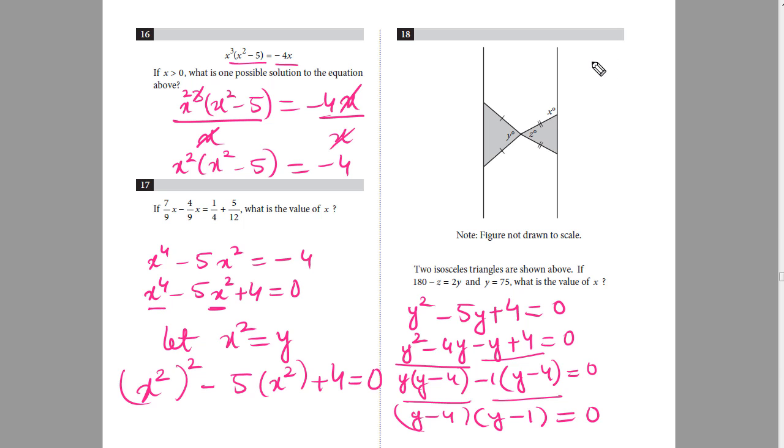Now I'll write the rest of the equation over here. So either y minus 4 is equal to 0, or y minus 1 is equal to 0, or in other words, y is equal to 4 or y is equal to 1. Now I'll insert the values of y, that was x squared. So now x squared is equal to 4 or x squared is equal to 1. Now in order to find x, I'll take the square root on both sides.